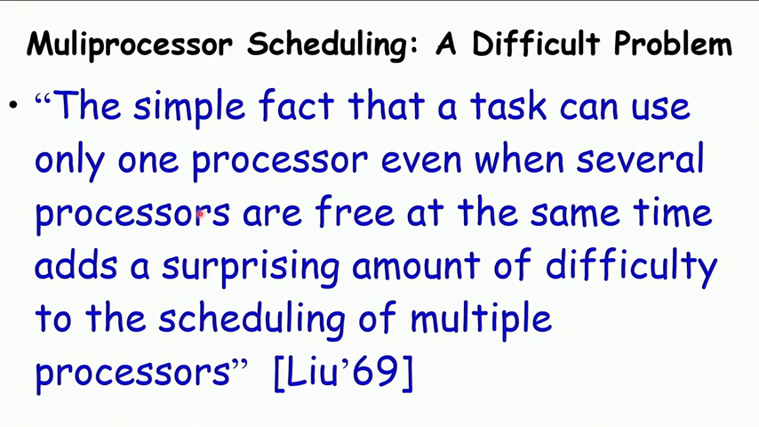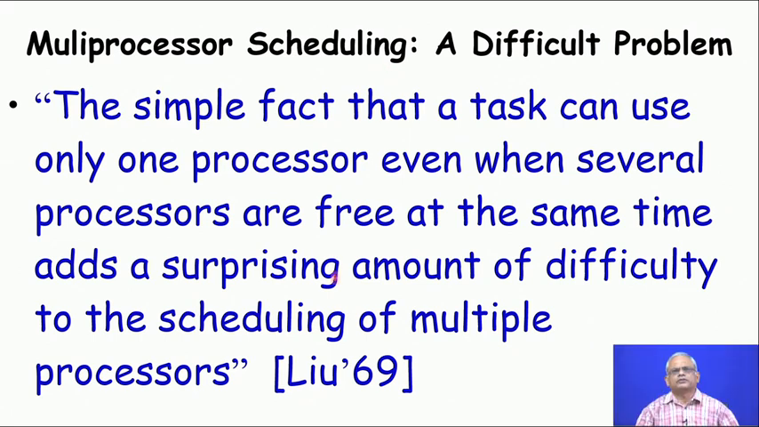But multiprocessor scheduling is a much more difficult problem than single processor scheduling. In the words of Liu, who has worked considerably in the area of scheduling real time tasks, the Liu-Layland algorithms are all due to him: the simple fact that a task can use only one processor, even when there are several processors which are free at the same time, adds a surprising amount of difficulty to the scheduling of multiple processors.